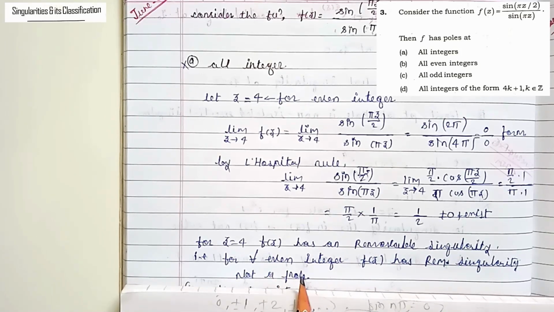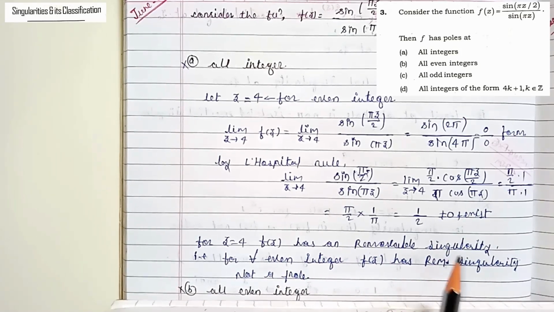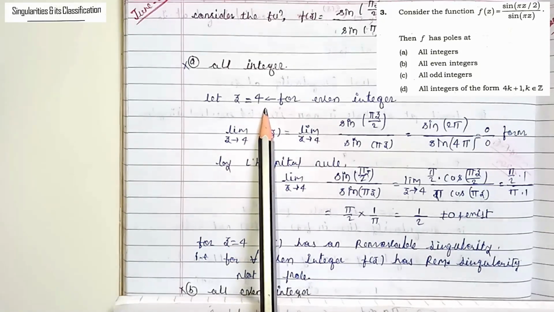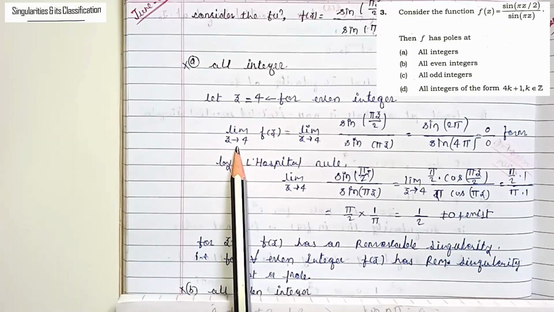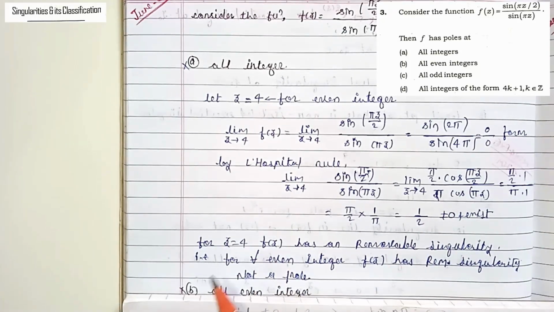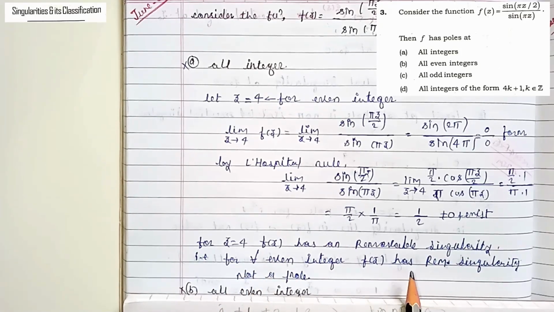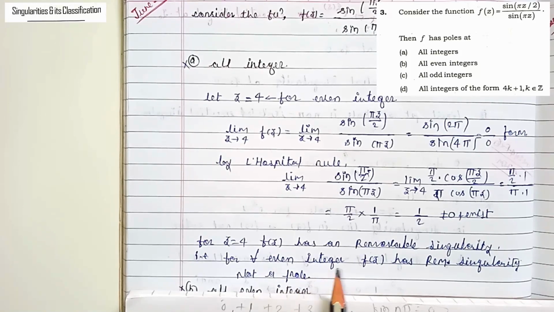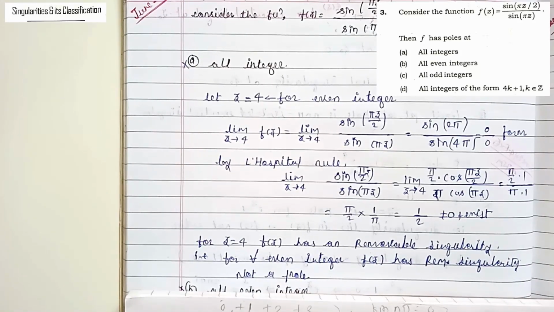Okay, for all even integers, f of z gives us a removable singularity. So if z is equal to 4, it is a removable singularity, and if you put z is equal to 8, you will always get a removable singularity. So for all even integers, f of z has a removable singularity, but not a pole. If it is a removable singularity, then there does not exist a pole.